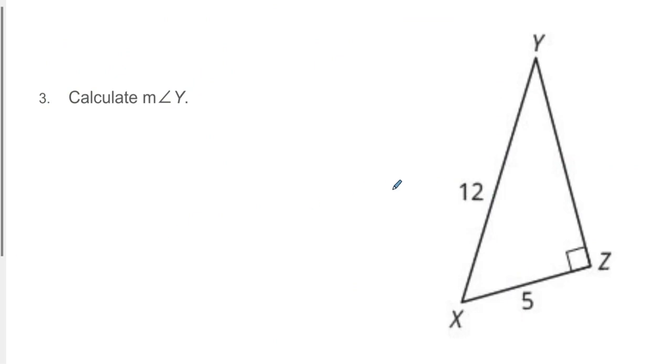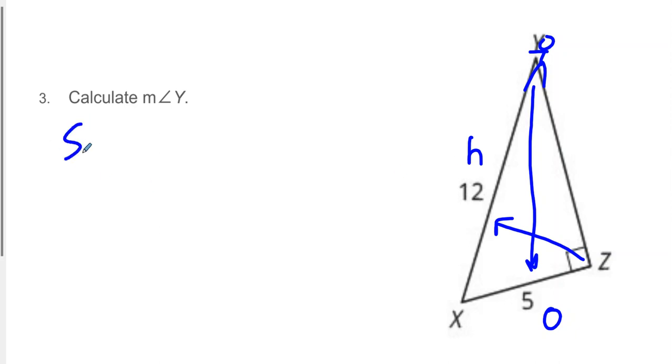Okay, so you guys pause the video and you guys try this one. Calculate the measure of the angle y. Okay, welcome back. So if y is where I'm standing, it's my reference angle. Opposite would be 5. Hypotenuse is across from the right angle. I'm going to write the sine of y equals 5 opposite over hypotenuse 12.